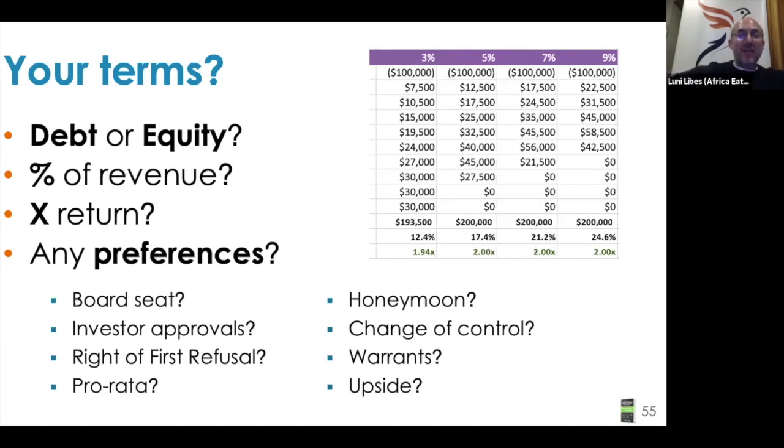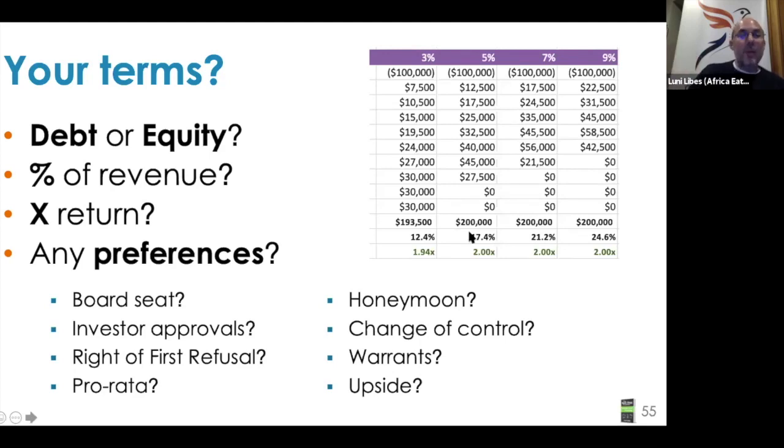All right, I know that's a lot of information, but take a moment and think about if you were to do one of these deals for a company with these cash flows and you had $100,000 to do this, how would you do it? Would you go down the debt route or the equity route? Which of these 4 choices would you make? 3, 5, 7, or 9%, or something in between? Is 2x the right number for you, or is that too high, or too low? Are these IRRs too high or too low for you?